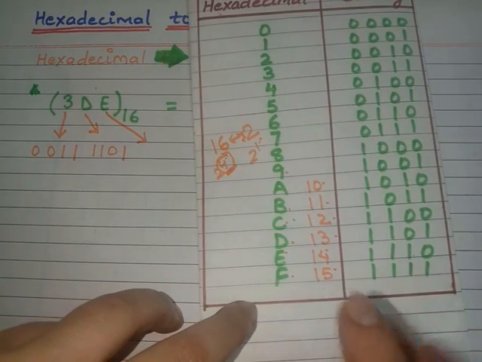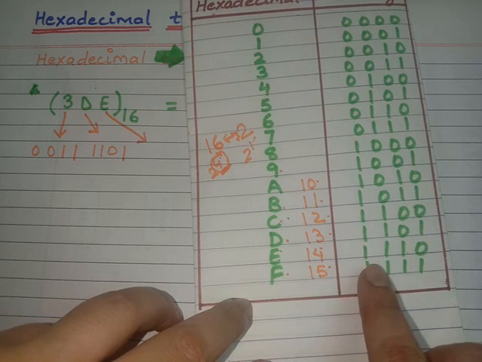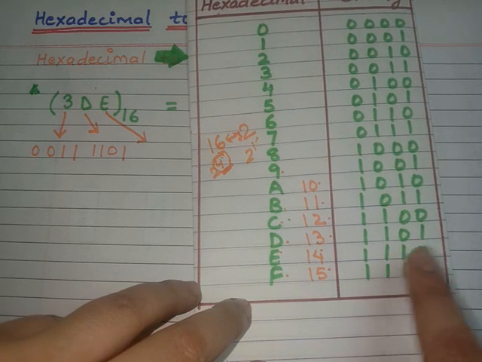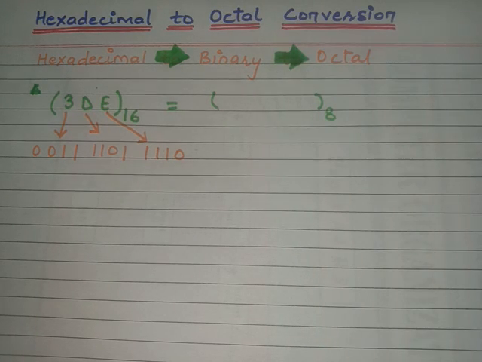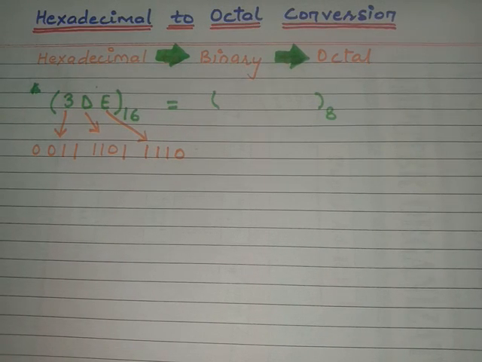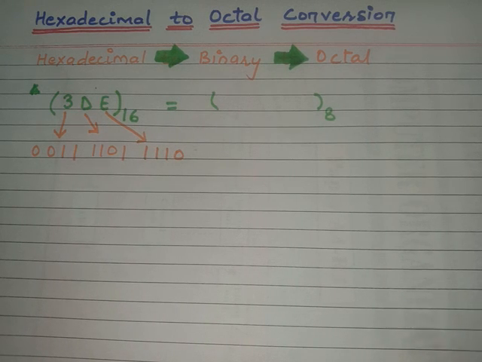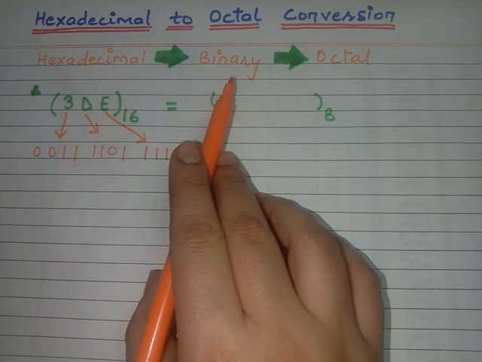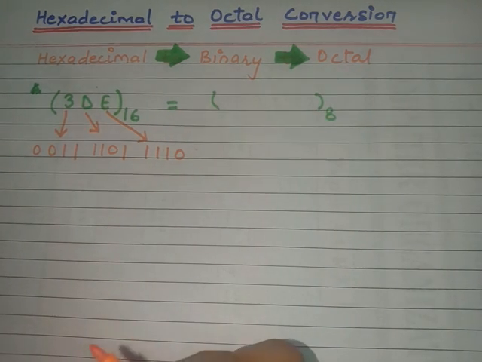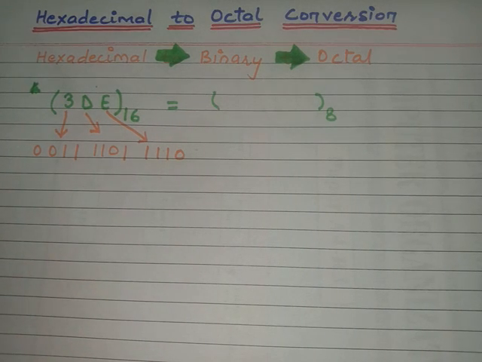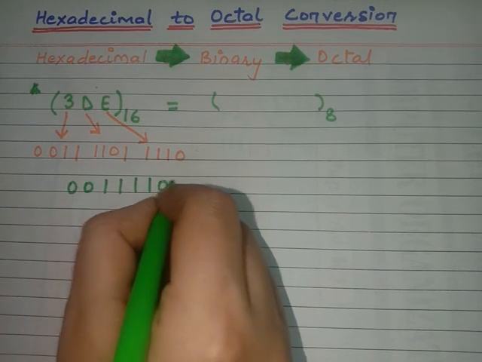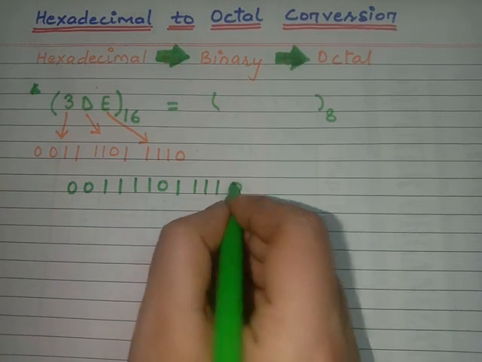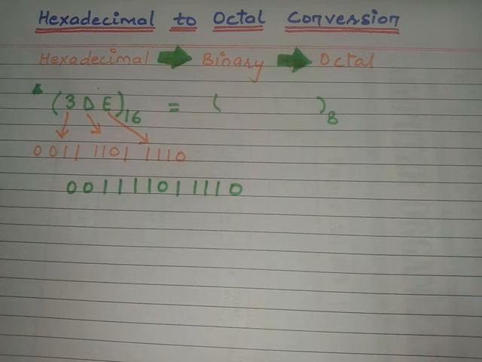And the next is E. In the hexadecimal number system, E is equal to 14, and that is represented as 1110. So here I will be writing 1110. So I have now converted the hexadecimal number into the binary. Now the next step is to convert this binary number into the octal number. So how will we do this? First of all, take this binary number, that is 0011, 1101, then 1110.